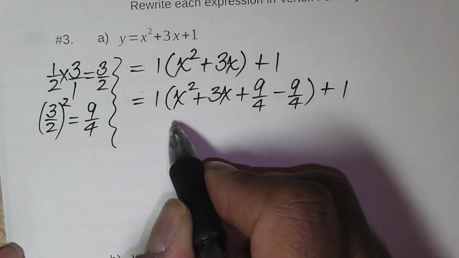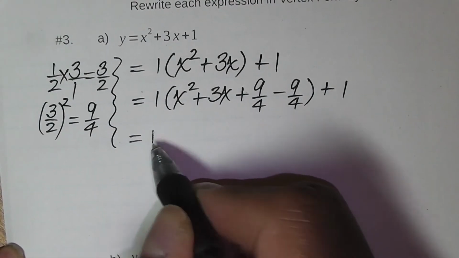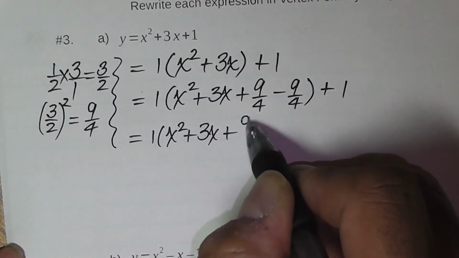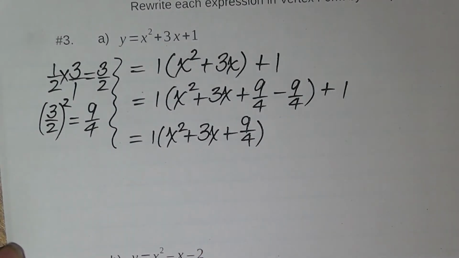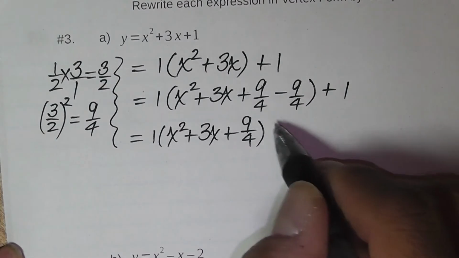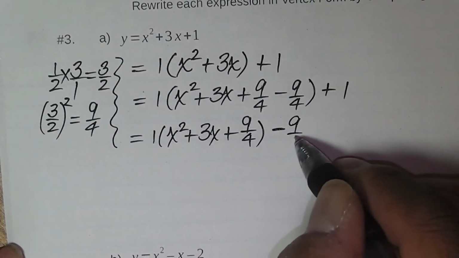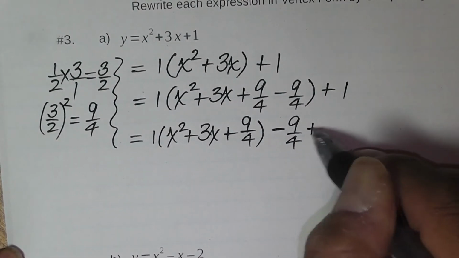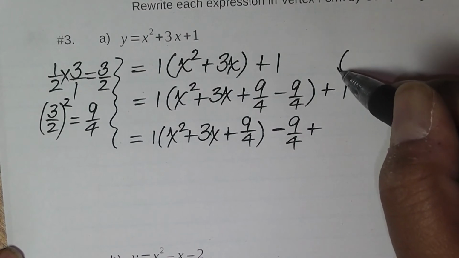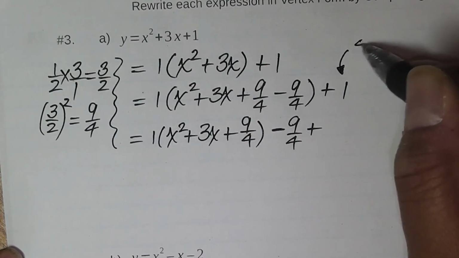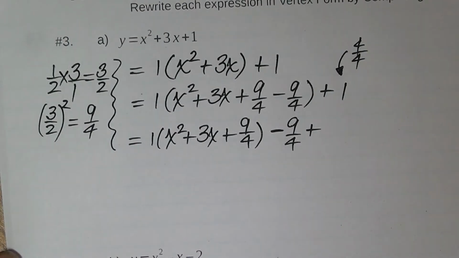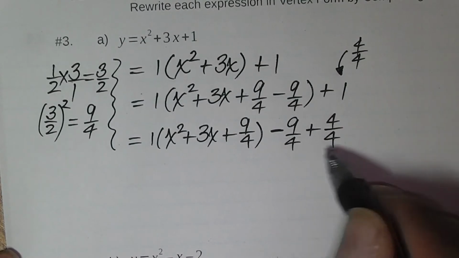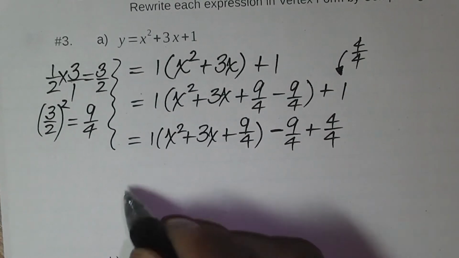Alright, we're going to group these three. x squared plus 3x plus 9 over 4, close brackets, positive 1 times negative 9 over 4. So positive times negative is negative 1 times 9 over 4, 9 over 4. Plus, now this 1, instead of writing it as 1, I'm going to write it as 4 over 4, because 4 over 4 is the same as 1. With the same denominator, it's easier to combine.